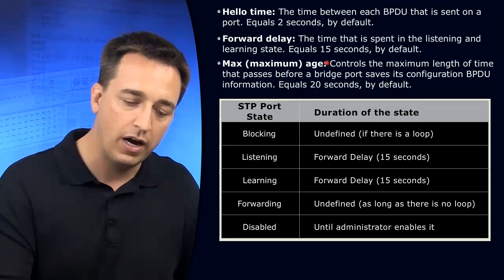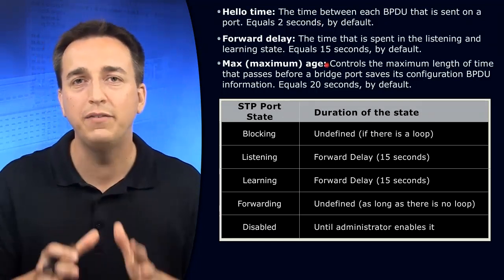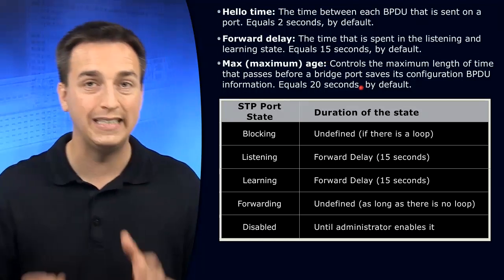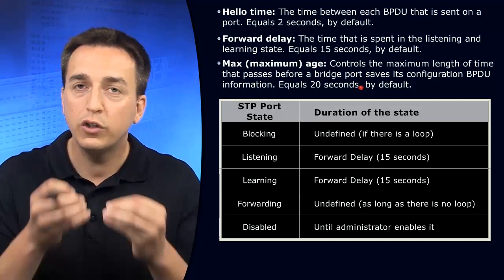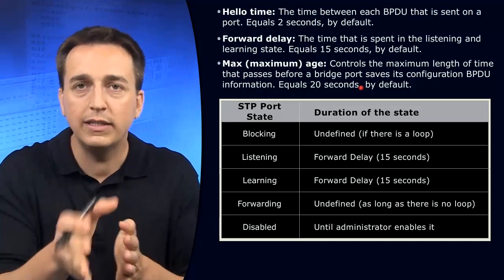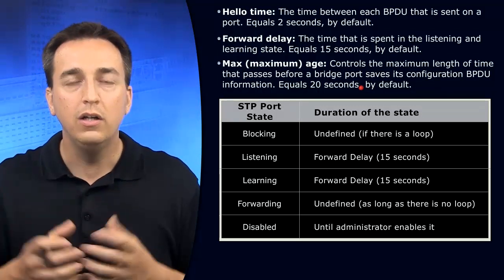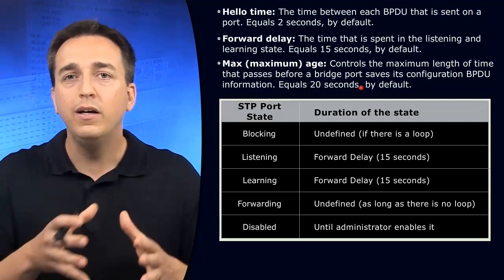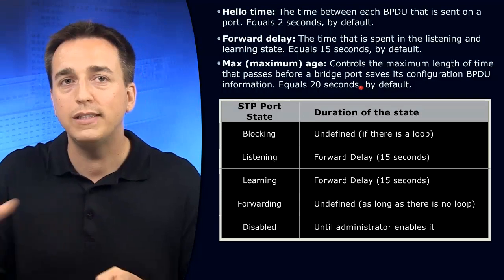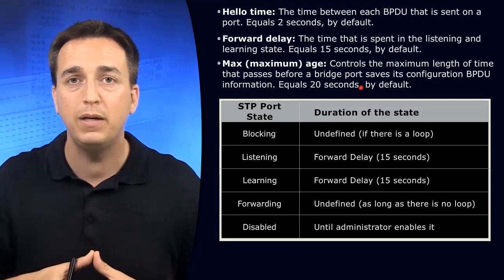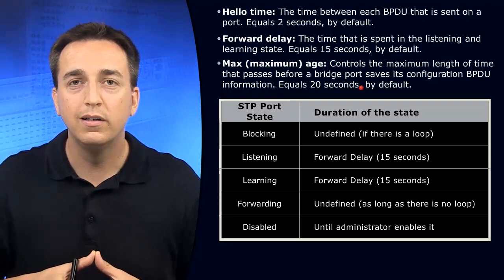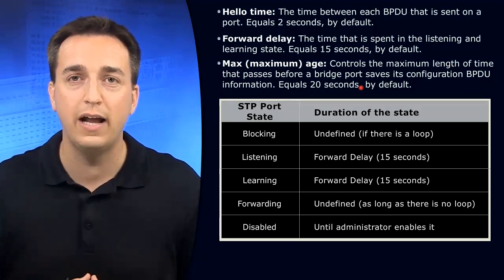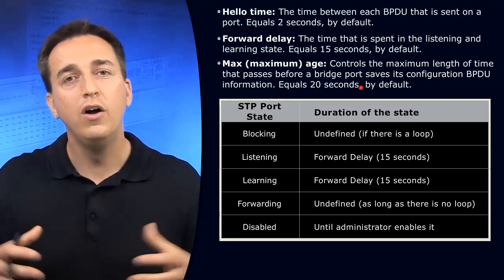The max age timer is really the lifespan of a BPDU. So by default, a BPDU will exist on a switch for 20 seconds. So one switch sends out a BPDU, and when the other switch receives it, it's going to keep it for 20 seconds. If a BPDU is not received within 20 seconds to replace that BPDU, then there's something wrong with the topology, and a transition is going to have to occur so spanning tree protocol can reconverge.